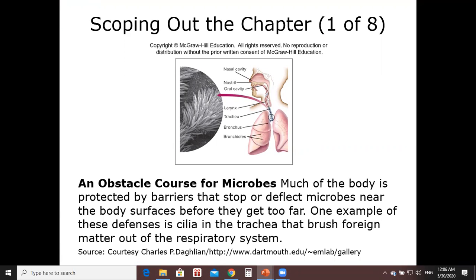So much of the body is protected by barriers that stop or deflect microbes near the body surfaces before they get too far. One example of these defenses is cilia in the trachea that brush foreign matter out of the respiratory system. We'll talk more about that.